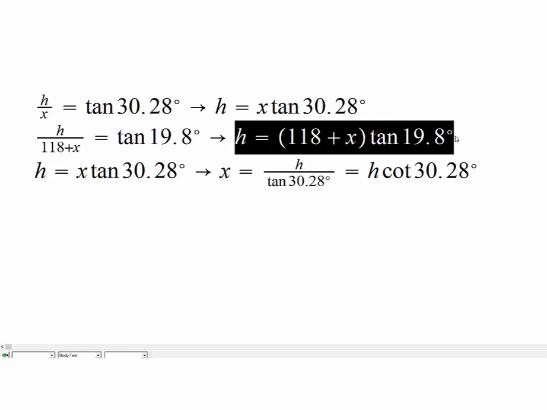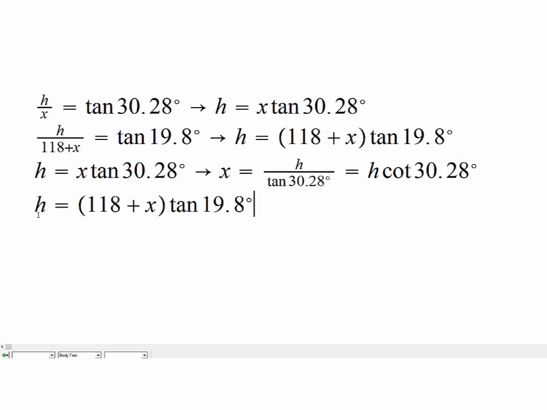And likewise in this case, what we can do is divide by tangent of 19.8 degrees, and that will give us 118 plus x equals h cotangent of 19.8 degrees, right? Okay, so we have this.